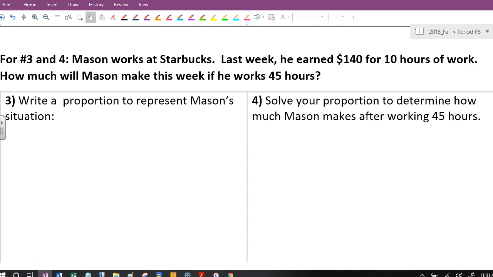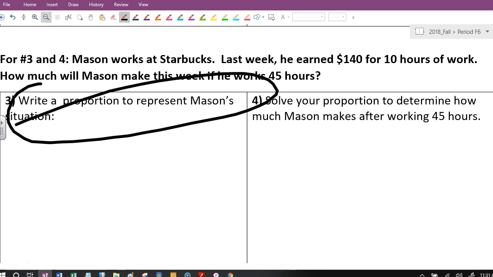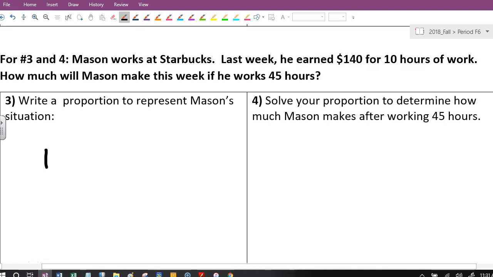So the first thing that I did was I divided $140 by 10 hours. Okay, why did you divide 140 by 10 hours? To get the unit rate, to see how much money he gets per hour, for 1 hour. Hold on a second. We need to write a proportion for the whole situation, right? So your first proportion is 140 over 10, okay? And then I got $14. Okay. And then I did $14 times 45.